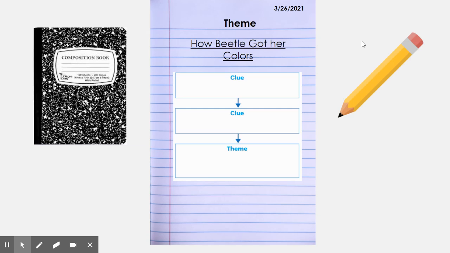You will notice that today, instead of 3 clues, we are only looking for 2 clues that will lead us to the theme. Second graders, the reason why is because there aren't always exactly 3 clues in a story that tell you the theme. Sometimes there are more than 3 clues. Sometimes there are less than 3 clues. But today we are going to be searching for the 2 big clues that lead us to the theme or the author's message of what he hopes the reader will learn. You can pause this page if you need to write down and get your paper prepared, and press play when you're ready to continue.